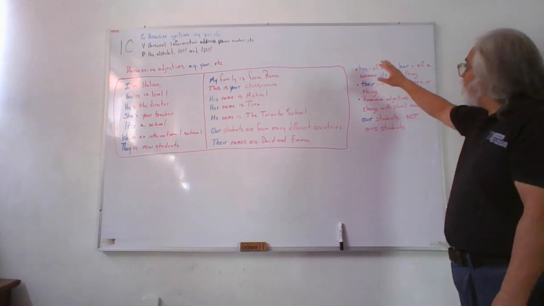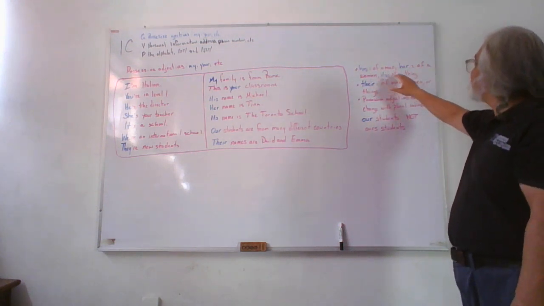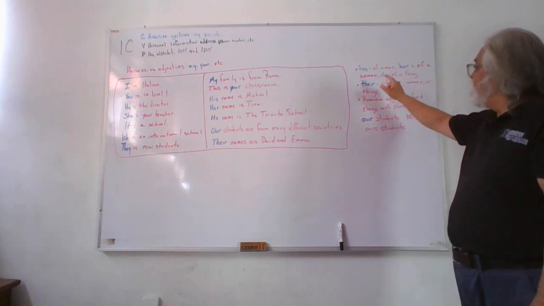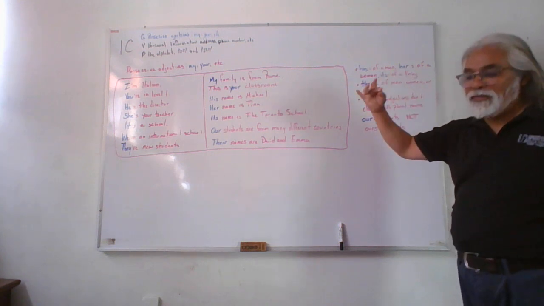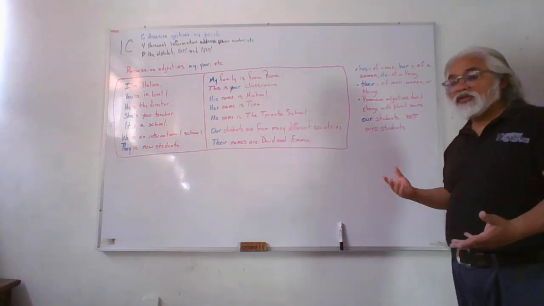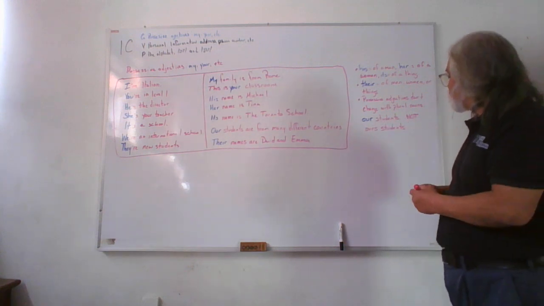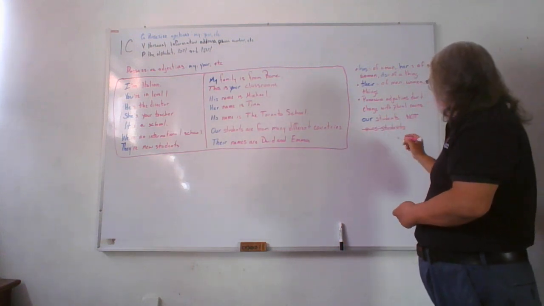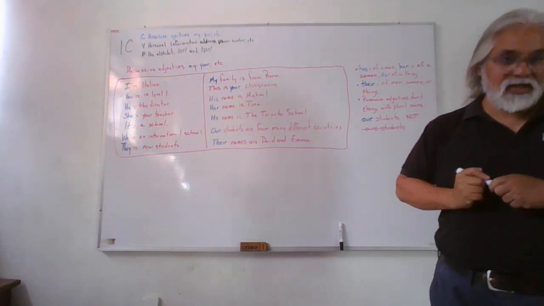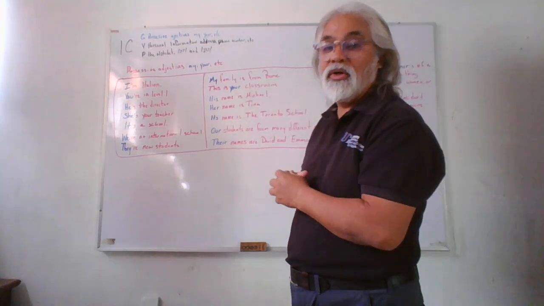Same stuff as before. His equals of a man, her of a woman, it's of a thing. Their equals of men, women, or things. Possessive adjectives don't change with the plural. Here we have our students. This is correct. Not ours students. Okay, same as before. I just went ahead and put that up to remind you.